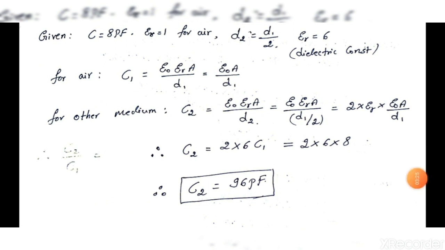Now look at problem 3. The next problem: a parallel plate capacitor is to be designed with a voltage rating of 1 kilovolt. We have to prepare a parallel plate capacitor whose voltage rating is 1 kilovolt, using a material of dielectric constant 3. The dielectric constant value is given, and the dielectric strength is about 10 power 7 volt per meter. Dielectric strength is given.